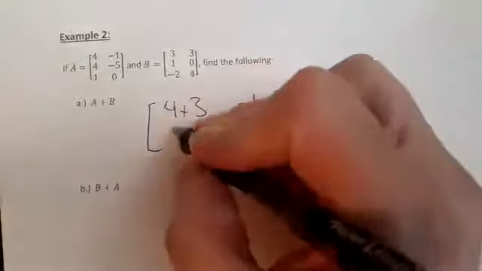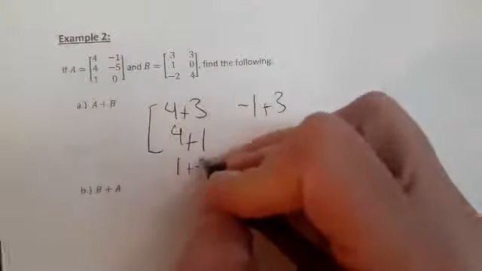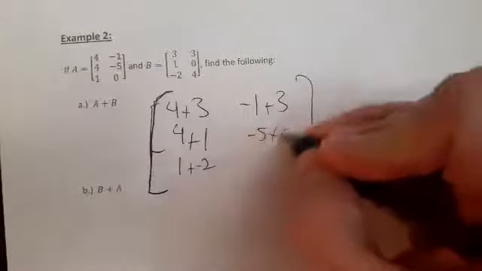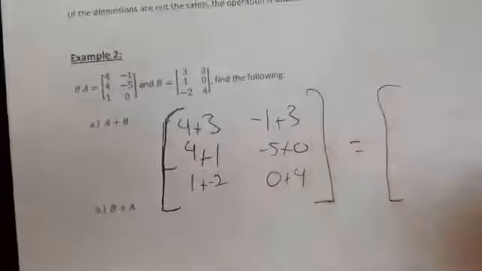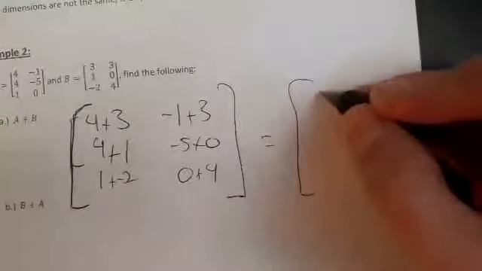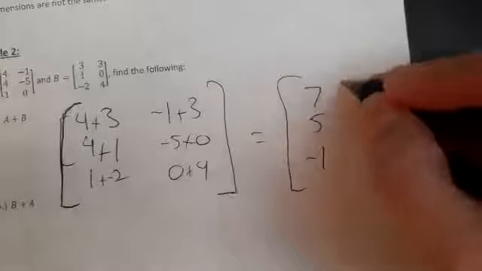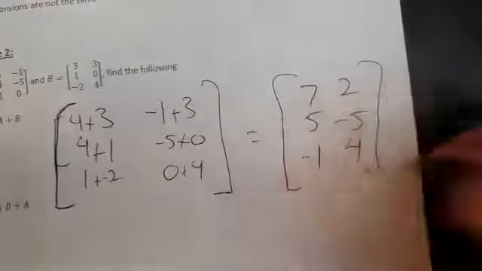So this is 4 plus 3, this is 4 plus 1. 2. Now I'm doing a -5 and a 0. I'm doing a 0 and a 4. Minus 1 is 2. This is a -5, and this is 4.